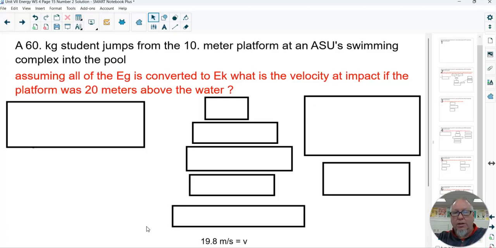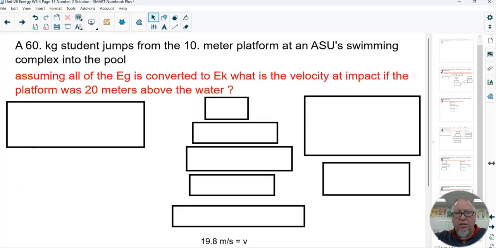The reason for that is because as something's falling, it's going faster and faster and faster. So if it's going faster and faster, when you double the height, you don't double the time. It actually gets to the water faster than what you would expect. So doubling the height doesn't necessarily double the time.